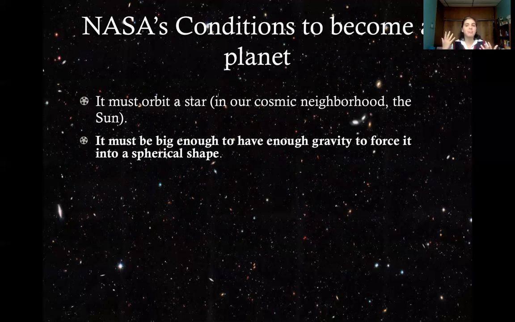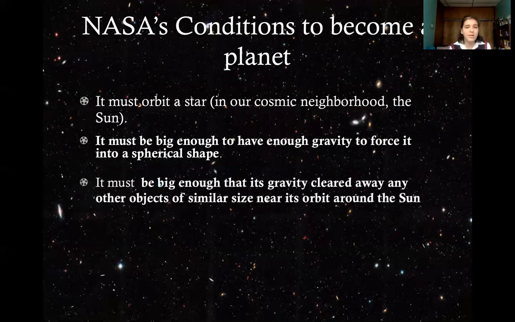It also must be big enough to have enough gravity to force it into a spherical shape. Okay, have you ever wondered why all of the planets are circles, why they are a big sphere? Why are they not square planets or cone planets? It's because the gravity of itself pushes it and compacts it into a perfect sphere.